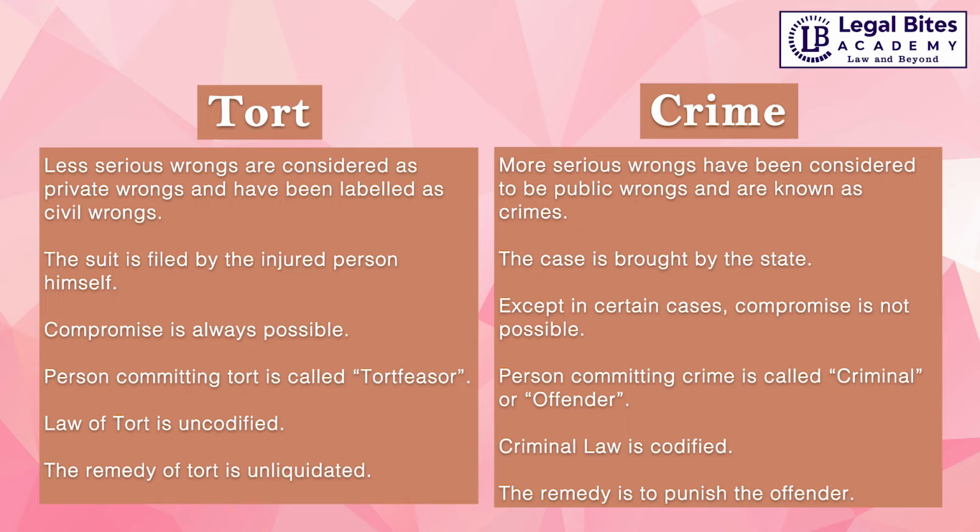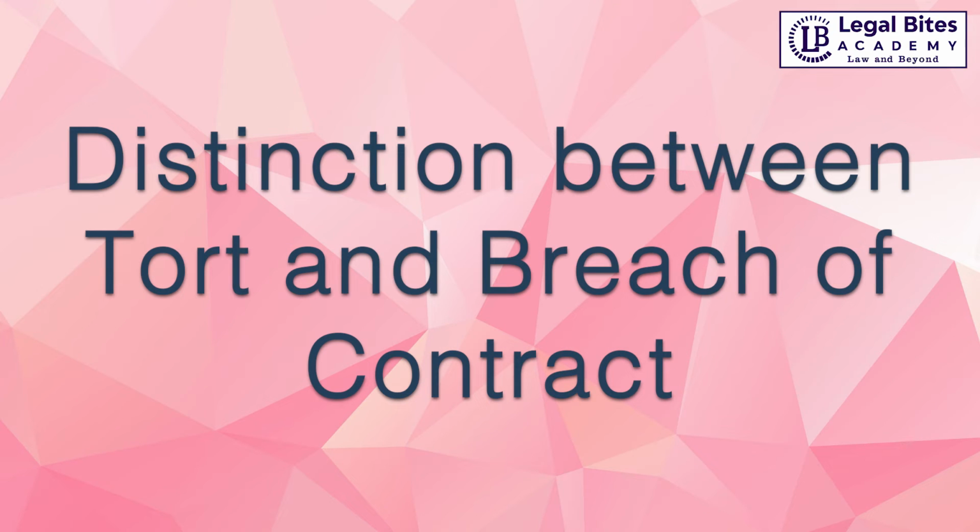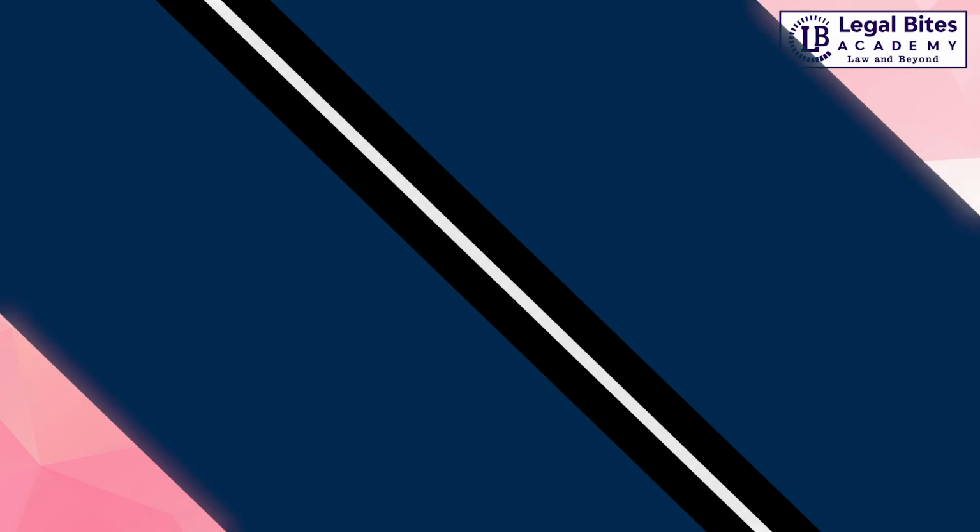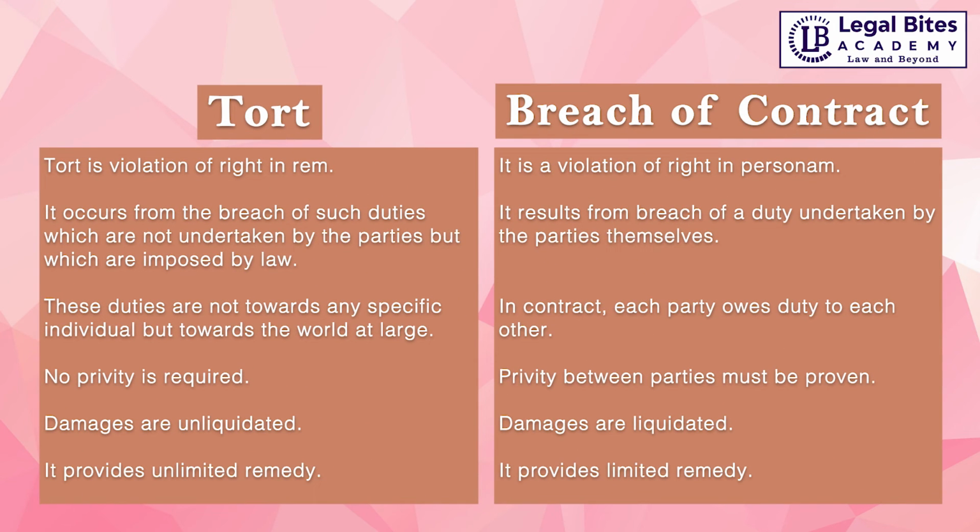And another main difference between tort and crime is in tort, the remedy is unliquidated damages, whereas in crime, the remedy is to punish the offender. Coming to the difference between tort and breach of contract. Tort is a violation of right in rem, that is, right against the world at large, whereas breach of contract is an infringement of right in personam, that is, right against a person.